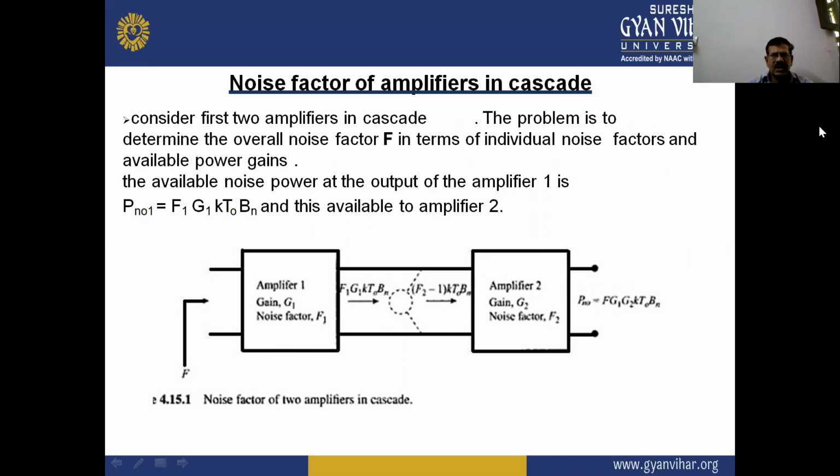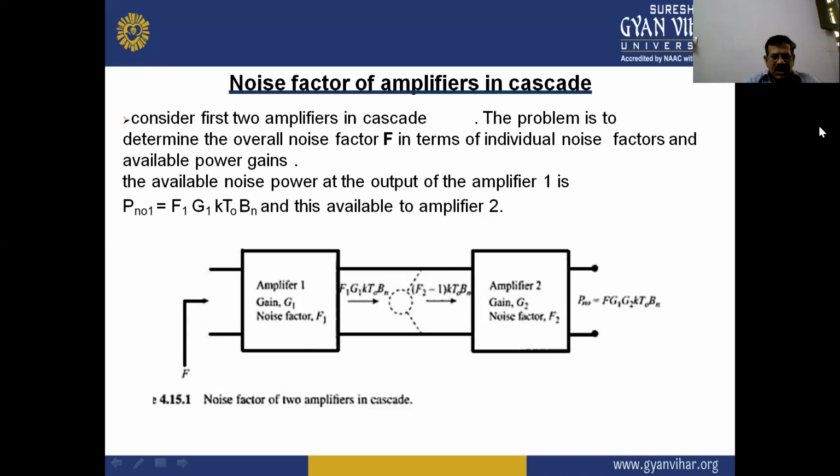Now, noise factor of amplifiers in cascade. Cascade means more than one amplifier connected in series to each other. So consider first two amplifiers in cascade. The problem is to determine the overall noise factor F in terms of individual noise factors and available power gains. The available noise power at the output of amplifier 1 is given by F1 G1 k T0 Bn, and this is available to amplifier 2.